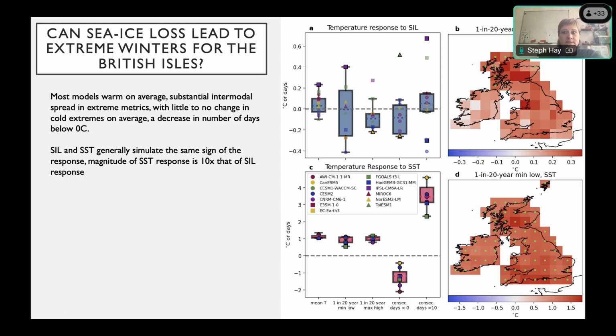There's a clear sign of the change. And if you look at the scales, they're about 10 times larger. So there's really no indication in these models that we'd have an increased risk of cold extremes for the British Isles under sea ice loss.